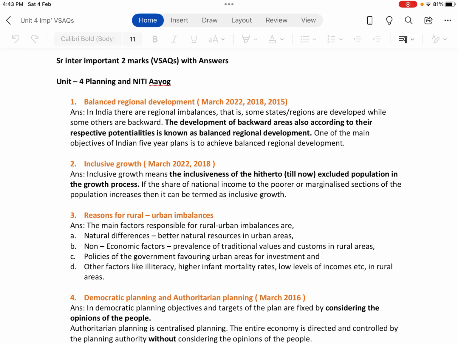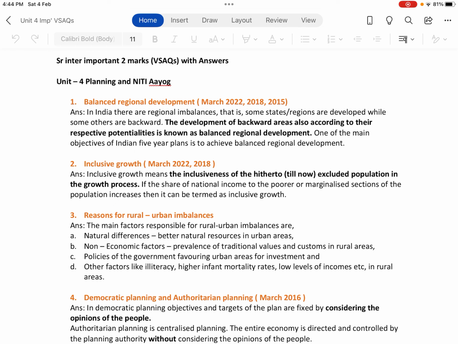Now, what is the meaning of the development of backward areas also according to their respective potentialities? Whatever we do, certain areas you cannot develop beyond a certain level, isn't it? If you take Bihar, you cannot develop Bihar equal to Gujarat or Maharashtra because the potentiality of Bihar is only that much. But because Bihar is having less potentiality, it doesn't mean the country should neglect Bihar. Whatever the potentiality that is there in each and every backward area in the country, they have to be utilized. So that is what is known as balanced regional development.